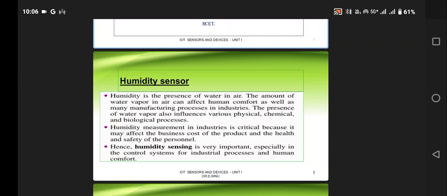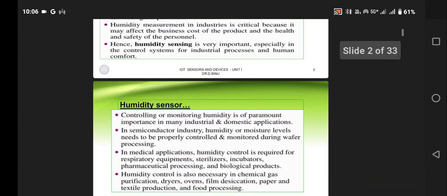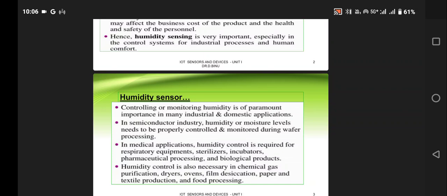Humidity measurement in industries is critical because it may affect the business cost of the product and the health and safety of the personnel. Hence, humidity sensing is very important, especially in the control system for industrial processes and human comfort. Controlling or monitoring humidity is very important in many industrial and domestic applications.